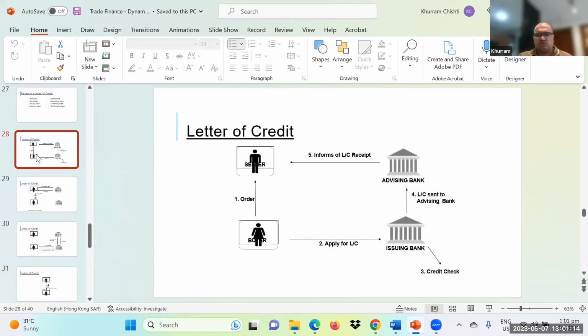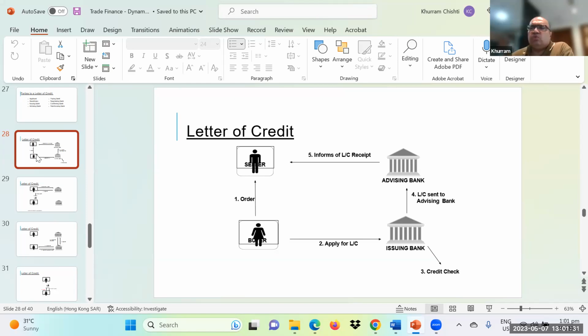Okay, I assume everything is understood. Now, in a letter of credit, what happens? Please understand the nomenclature. Now you will learn a few new names. In a letter of credit, what happens?